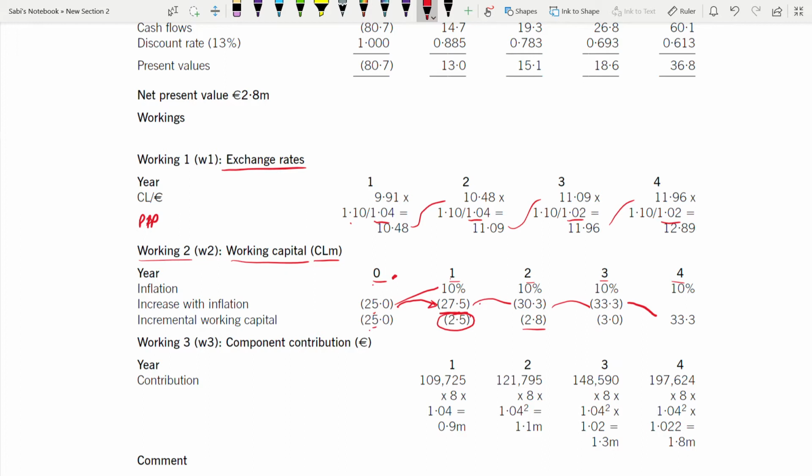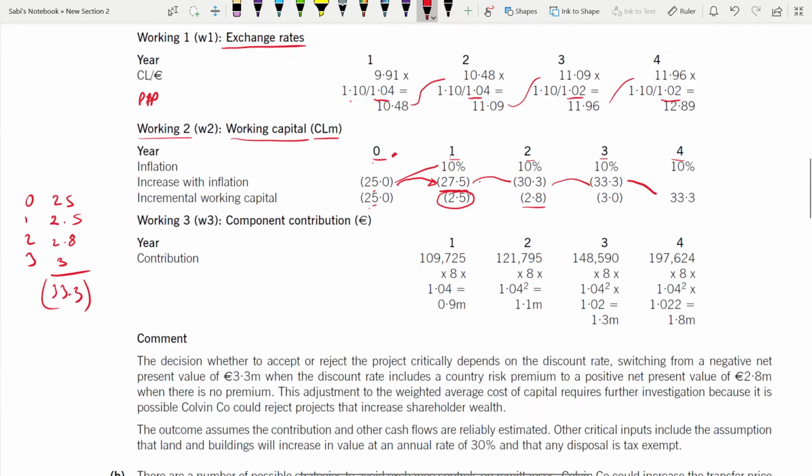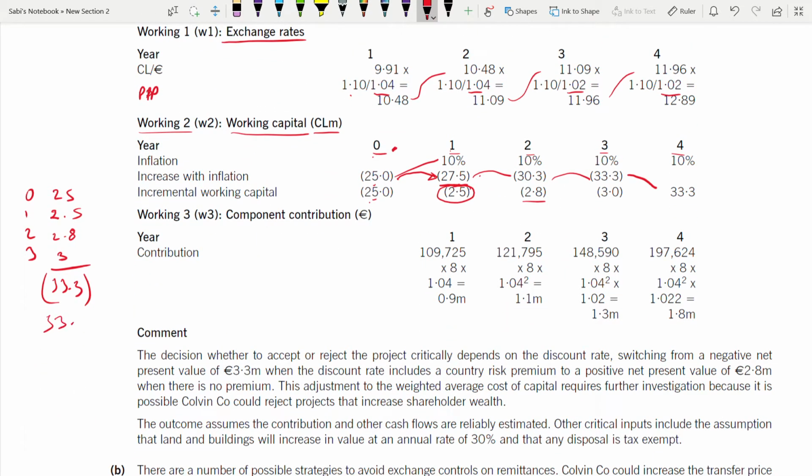So 0, 1, 2, 3, you have to add working capital 25, 2.5, 2.8, 3. So just add and tell what is the final answer. It is 33.3. It's a payment, right? So you will be receiving what? Recovering 33 only. Whatever you paid only you will recover. At the end it has to be 0. So that's why it is 33.3.